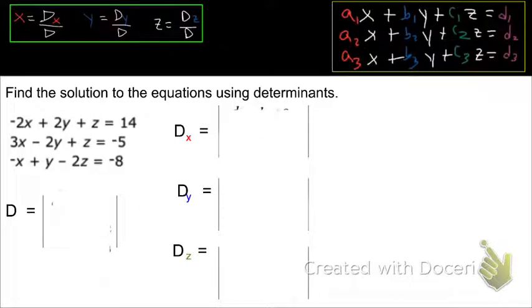Here I'm going to show you how to find the solution to a system of equations using determinants using the DESMOS calculator. The calculator is going to save a lot of time in finding the determinants of each of these four matrices that we're going to set up.